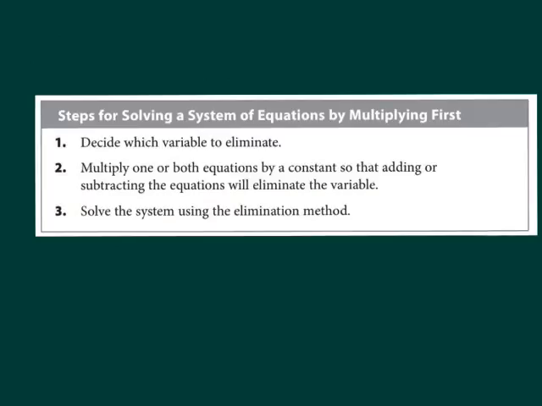In this lesson, here are the steps for solving a system of equations by multiplying first. Number 1, decide which variable you want to eliminate. Number 2, multiply one or both of the equations by a constant so that adding or subtracting the equations will make sure that one of the variables will eliminate. Number 3, solve the system using the elimination method, which we learned in the previous lesson.